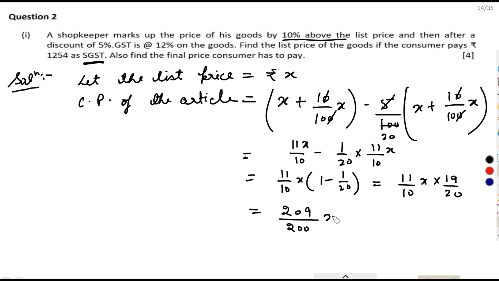209 upon 200 x rupees. This is the CP of the article. Now the consumer will have to pay GST on this article. In the question given, rate of GST is 12% and SGST paid by the customer is 1254.